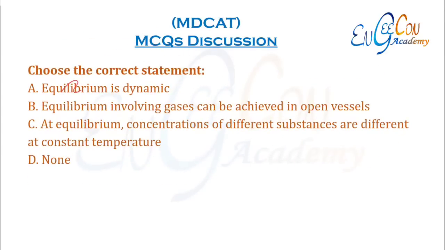Choose the correct statement. Equilibrium is dynamic. It is correct. Equilibrium involving gases can be achieved in open vessels. This is wrong. We need closed vessel. At equilibrium, concentration of different substances are different at constant temperature. तो एक temperature पे concentrations are not different. So A is the correct option.